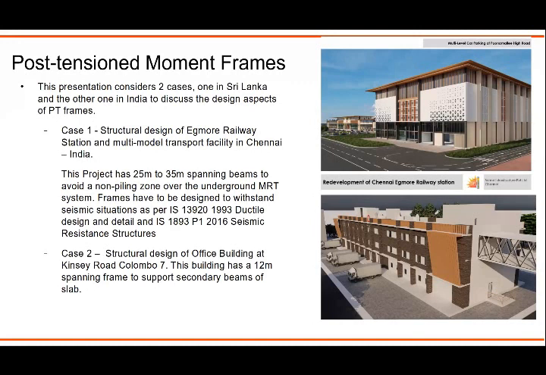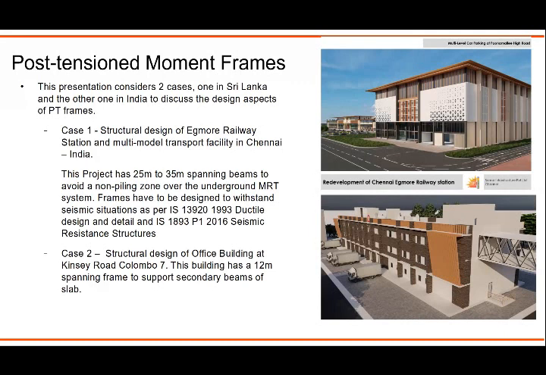In this project, our challenge was that we had to design 25 to 35 meter spanning beams, because there is an underground MRT system running under the site, so we can't do piling in that area. Therefore we have to span that area, around 25 to 35 meters.